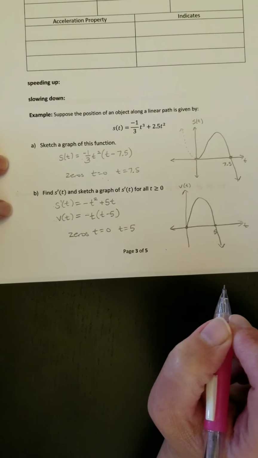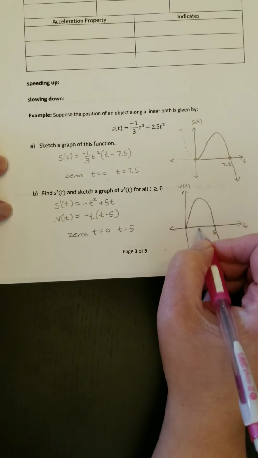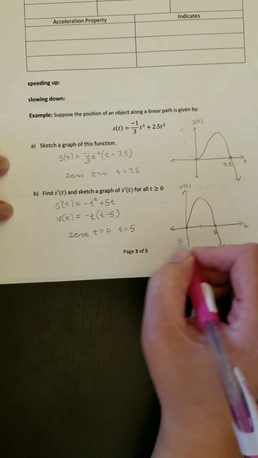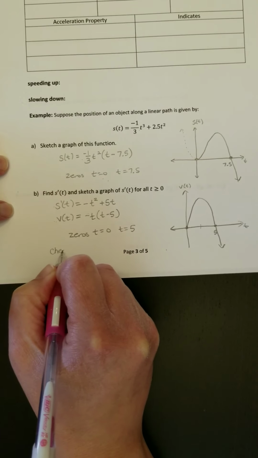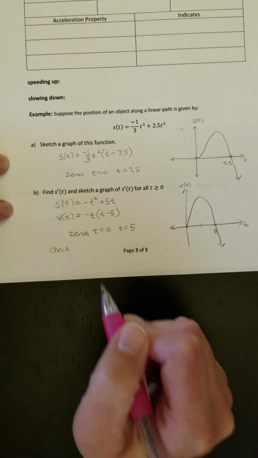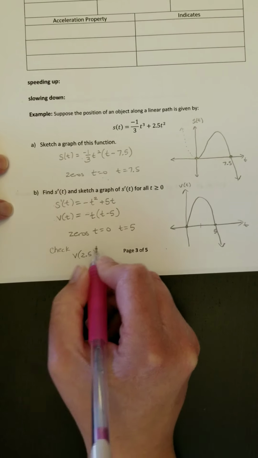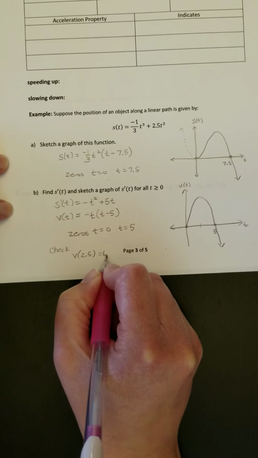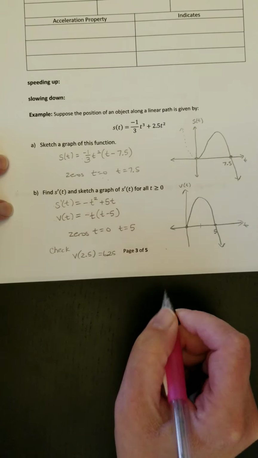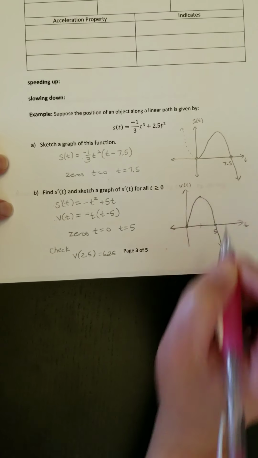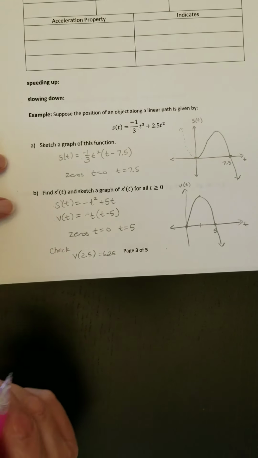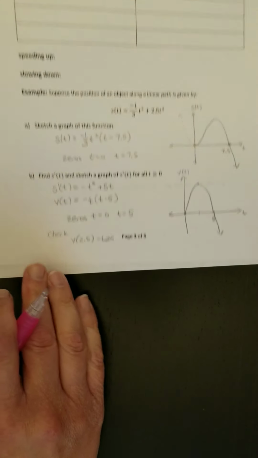We could figure out what the vertex was. We know that a parabola would have the vertex halfway in between, and v at 2.5, just by subbing that in, is 6.25. So if you wanted to do a little bit more accurate sketch, you could get that vertex point there as well. I'm going to pull this up.